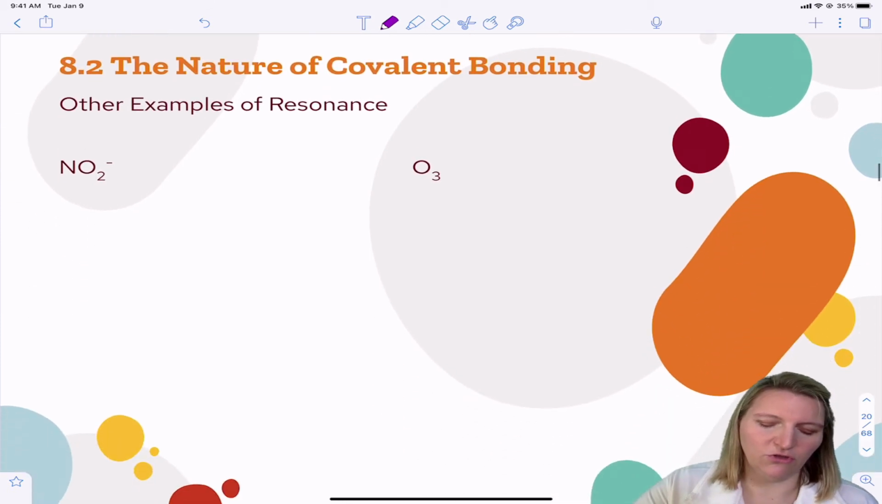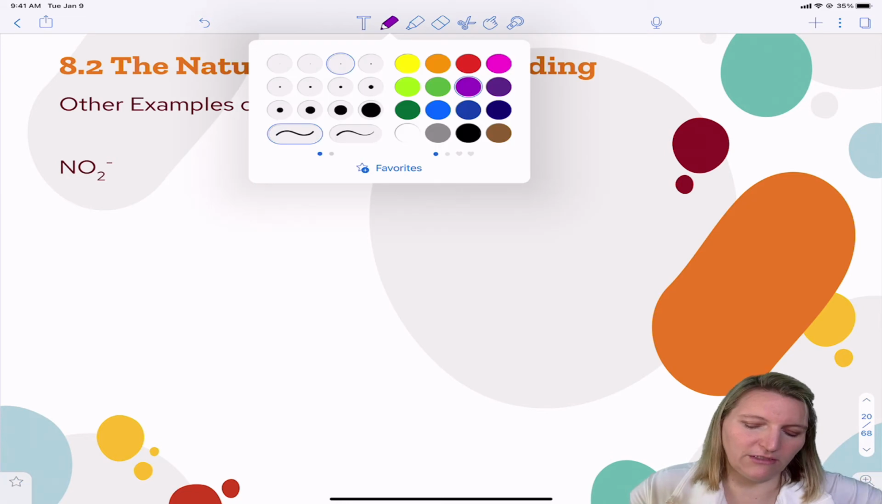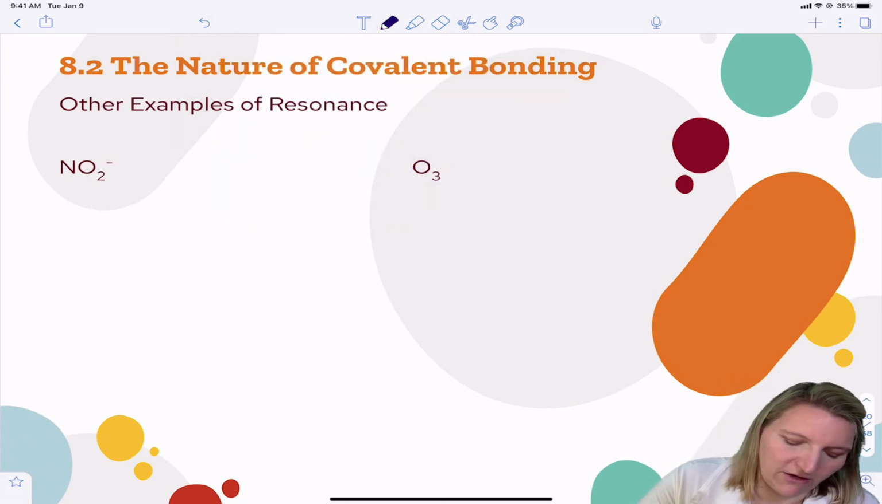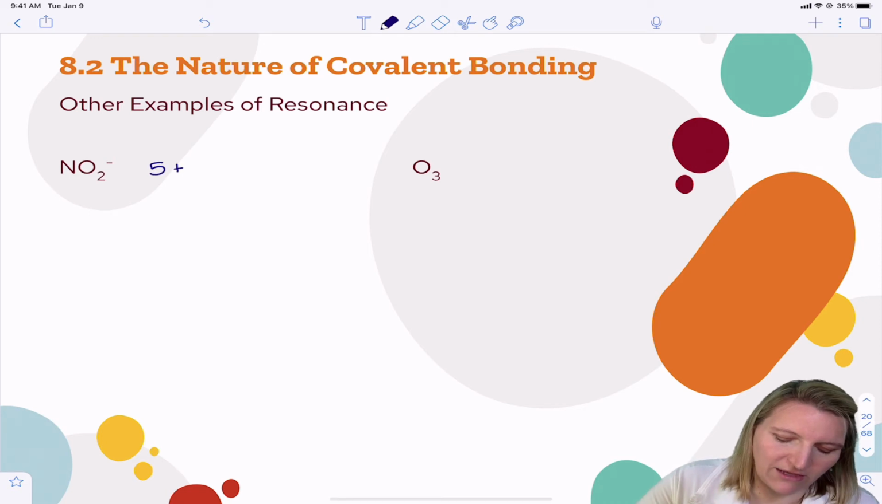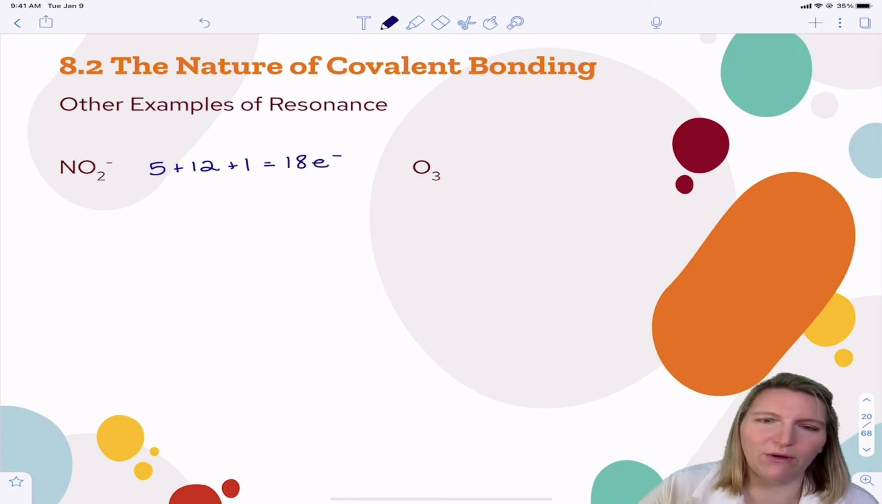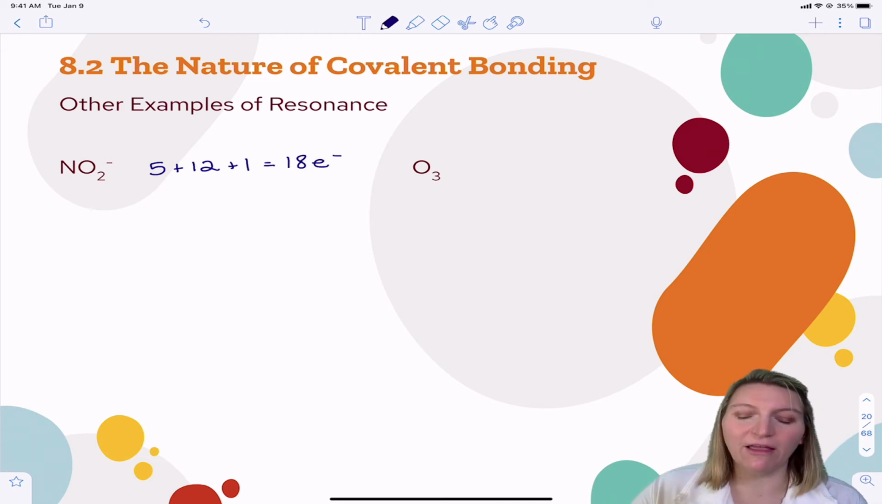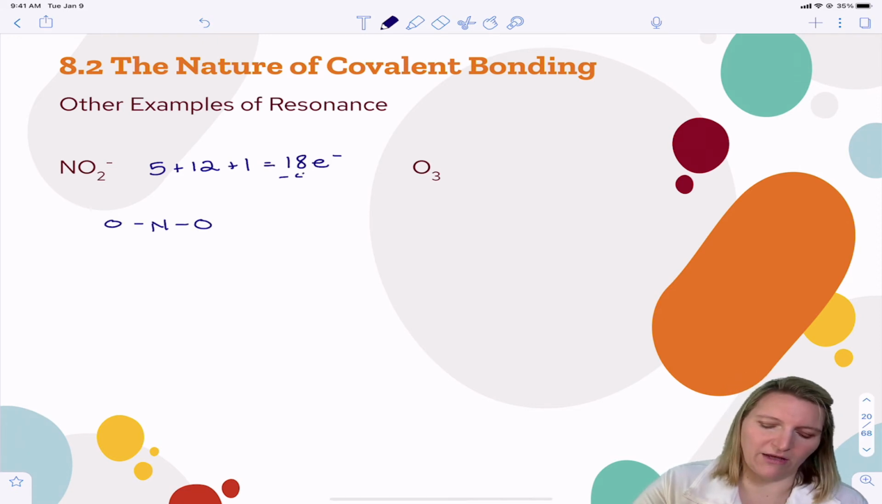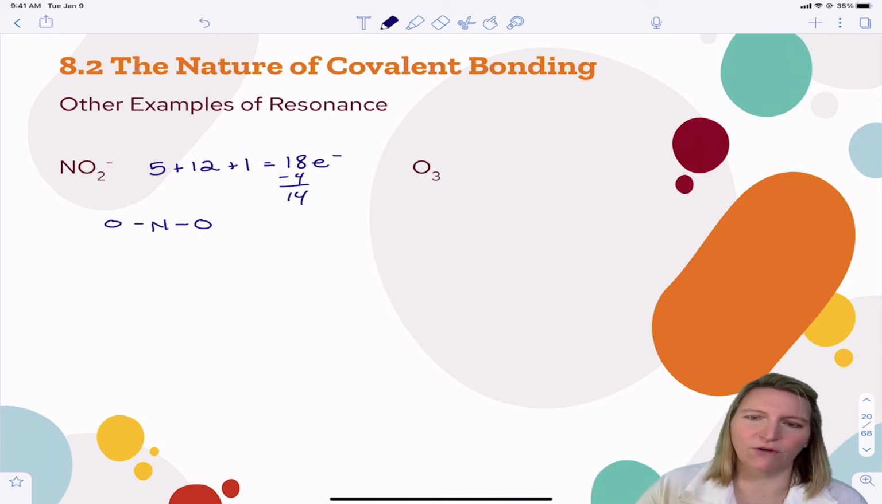So here's two more examples of resonance. The first example here is the nitrite polyatomic ion, right? Nitrogen has 5 valence electrons, 2 oxygens would bring 12, and we would have 1 because of the negative sign. So it would have a total of 18 valence electrons. Nitrogen would of course be in the middle. The oxygens would be on the outside. I used 4, that gives me 14 left over.